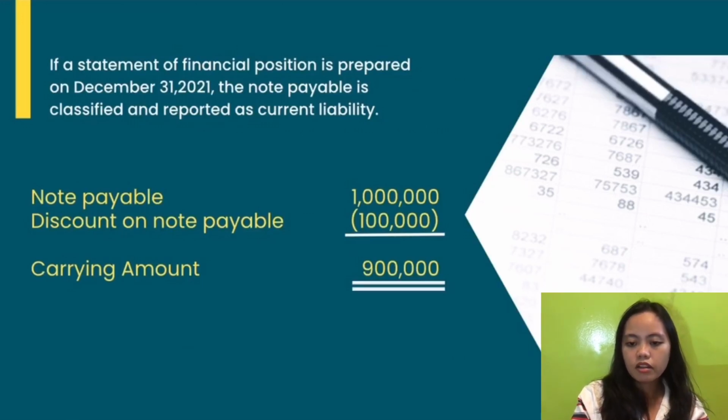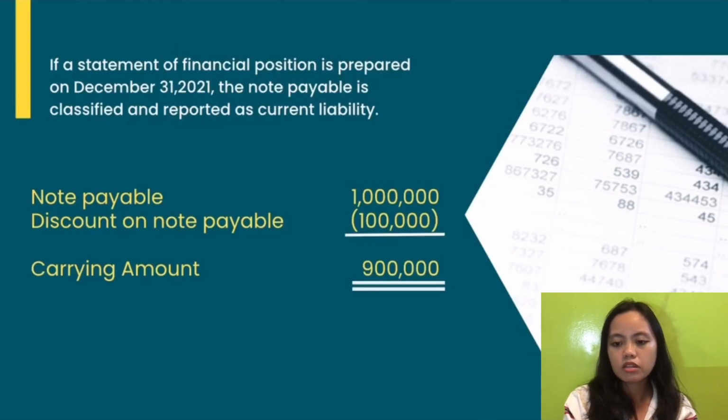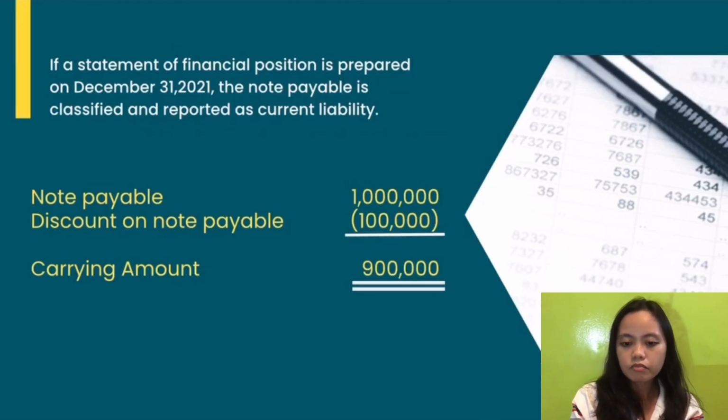So, to illustrate, your note payable is 1 million in total. Your discount on note payable is 120,000. But then, you have already recognized 2 months of expense, so 120,000 minus 20,000 is 100,000 left. So the carrying amount of your notes payable is 900,000.